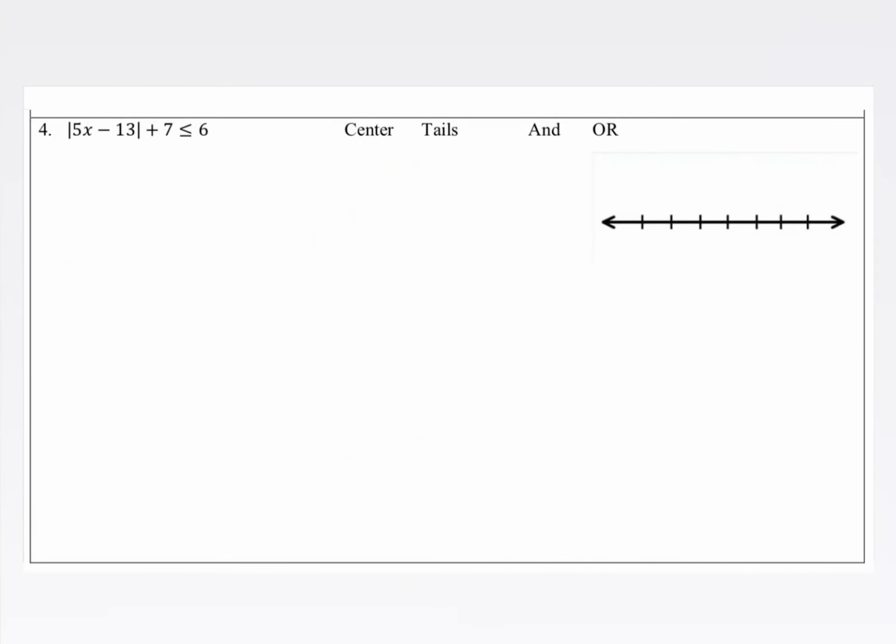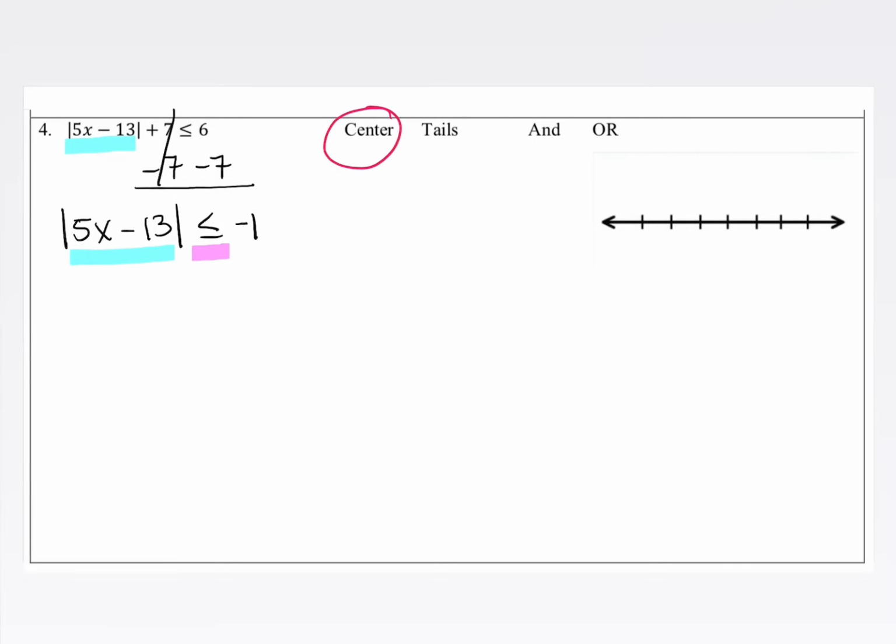Moving on to our fourth and final example. Here we have the absolute value of 5x minus 13 plus 7 is less than or equal to 6. So we still need to isolate this absolute value. So we're going to subtract 7 on both sides first. And we have the absolute value of 5x minus 13 is less than or equal to negative 1. At this point, since that absolute value is isolated, we can now determine if this is going to be an and or an or. Since it's less than or equal to, we know that it's going to be an and.